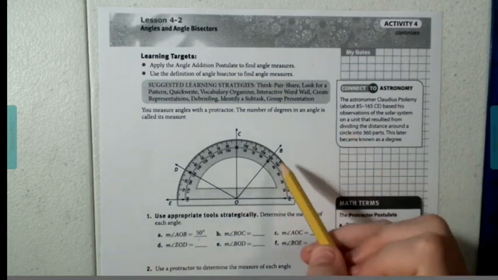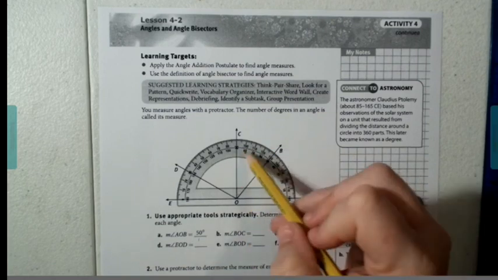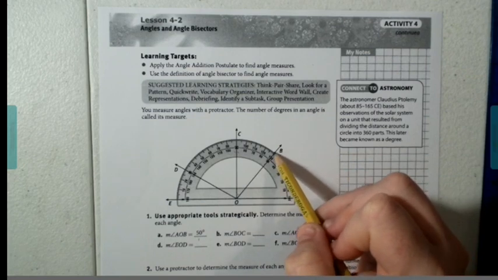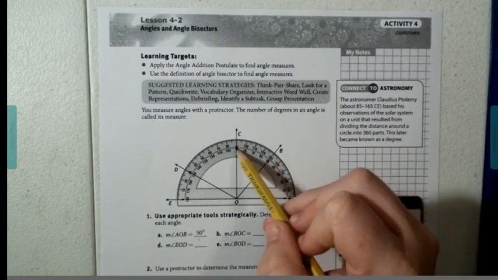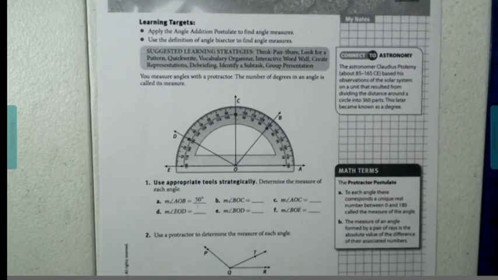Now, please note that if you go from B to C, it's not going to be 90 because we started here. So this would actually only be 40 because we go from 50 to 90. So you would need to subtract. Okay? So keep that in mind.